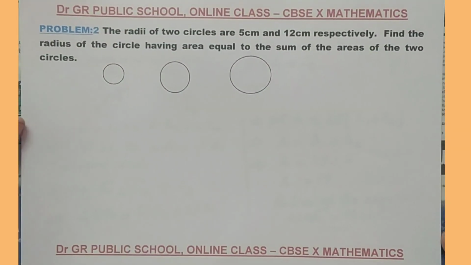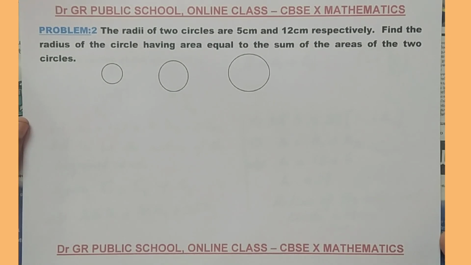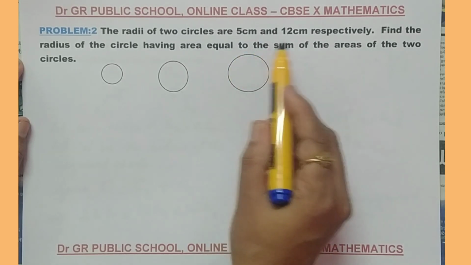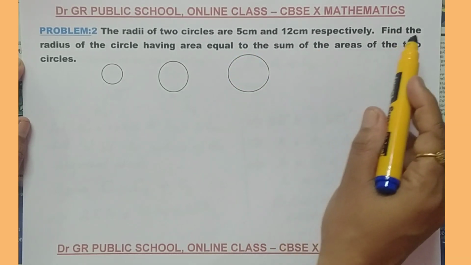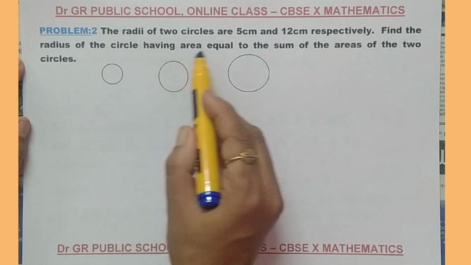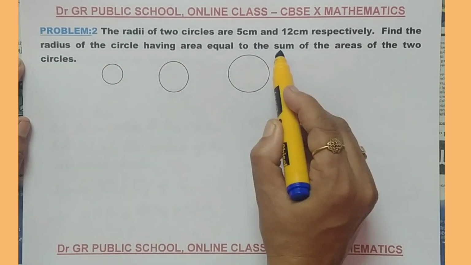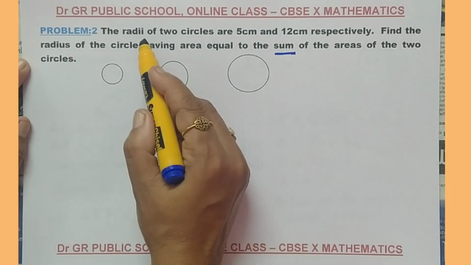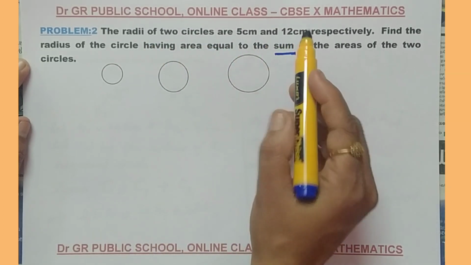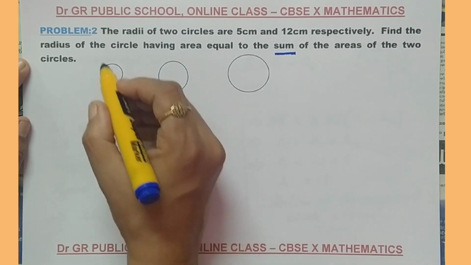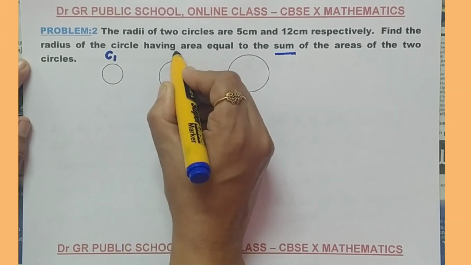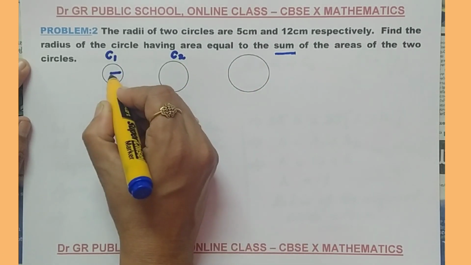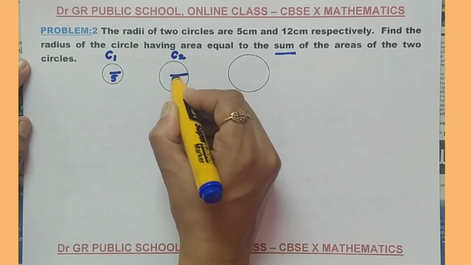Now come to another problem based on the area of the circle. Look at the question. The radii of two circles are 5 cm and 12 cm respectively. Find the radius of the circle having area equal to the sum of the areas of the two circles. Okay, once again, the radii of two circles are 5 cm and 12 cm. I am going to consider the first circle as C1 and the second circle as C2. The radii of the two circles are given as 5 cm and 12 cm.